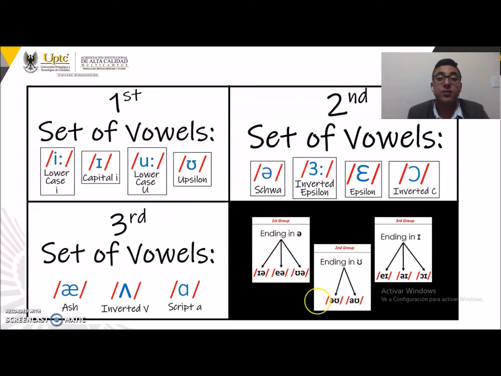Let's remember that they are divided into 3 different groups, but this is not what you're going to find on the internet. So in the first one, which ends in schwa, we have capital I together with schwa, epsilon and schwa, and upsilon and schwa. In the second group, we have schwa together with upsilon, and script A and upsilon. And lastly, in the third group, we have epsilon and capital I, script A and capital I, and inverted C and capital I. Alright, so that's pretty much everything.